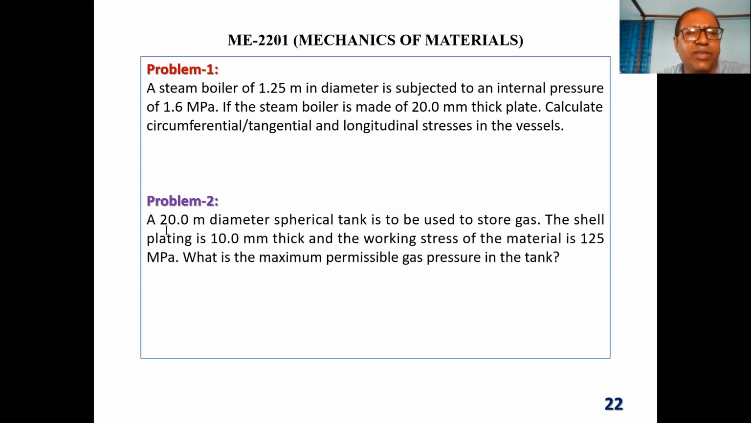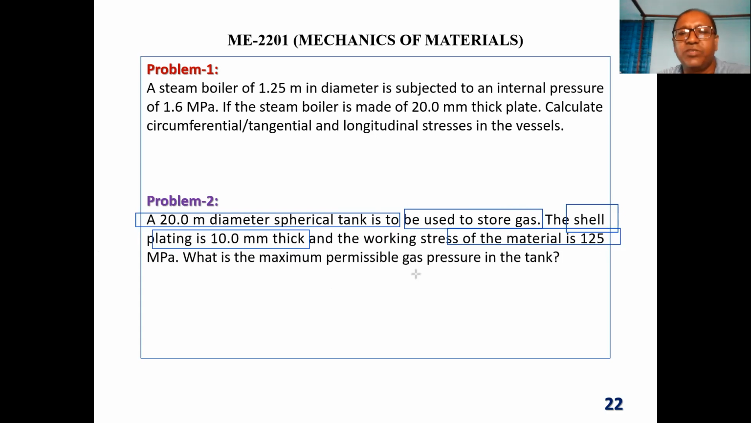Problem 2 is saying 20 millimeter diameter spherical tank. It's saying spherical tank, not the cylindrical. Used to store gas. The shell plating 10 millimeter thick. Shell plating means wall thickness. Working stress 1.25 megapascal. What is the maximum possible pressure in the tank? So let's solve this one.